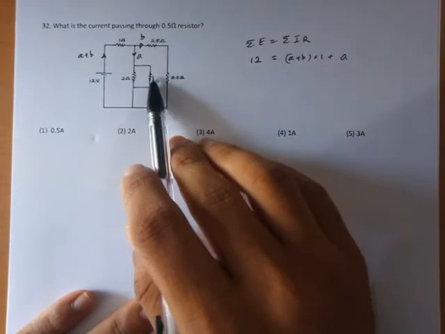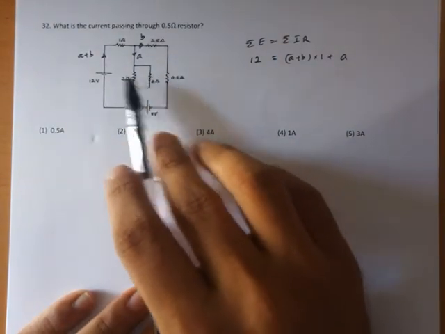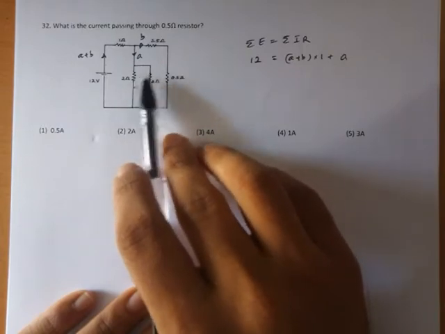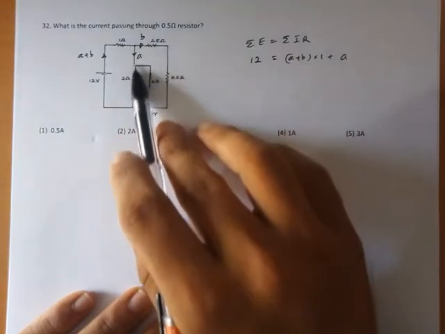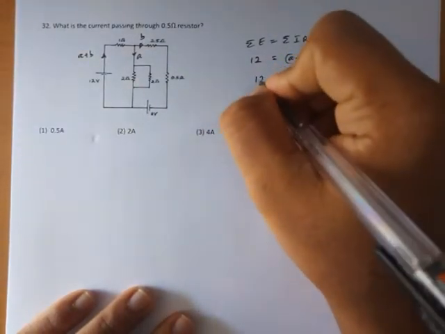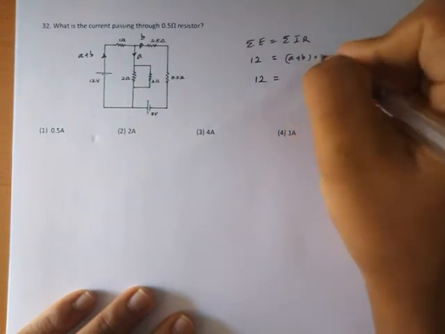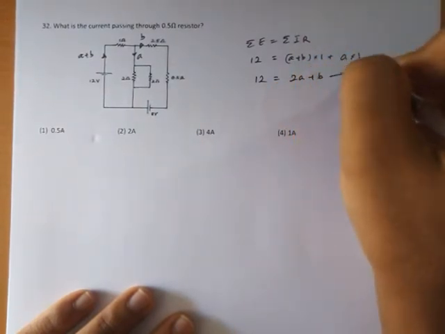So what we can do is find the equivalent resistance between these two. If you take the equivalent resistor, it's 1 ohm, right? These two are parallel, so it's 1 ohm. So here we have A times 1. Now we can write 12 equals 2A plus B, so this is equation 1.